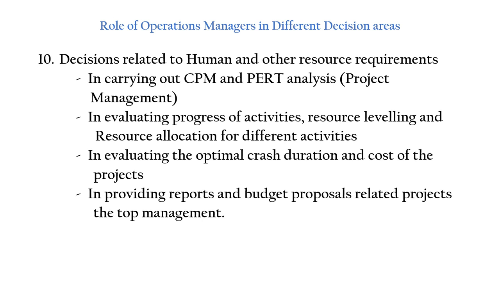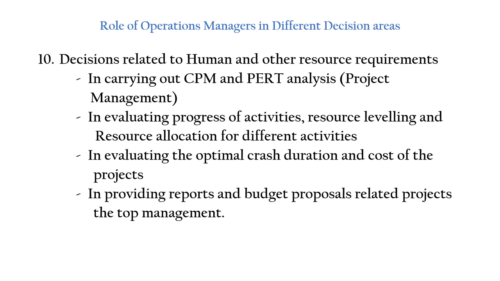So the progress of activities, evaluating the progress, then resource leveling. Suppose there are some parallel activities but we have limited resources, then how to adjust the available resources for different activities such that the total project duration will not be disturbed. In order to understand all these things, you have to go through CPM and PERT, how it is done, and network crashing, and how resource allocation and resource leveling is done for different activities in a project. Then evaluating the optimal crash duration.